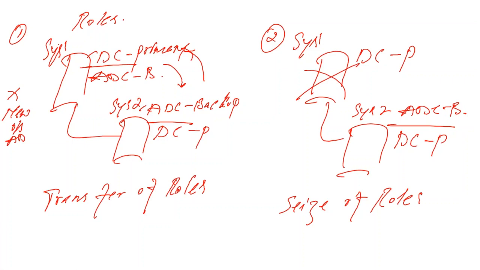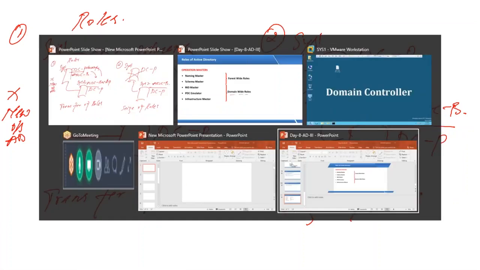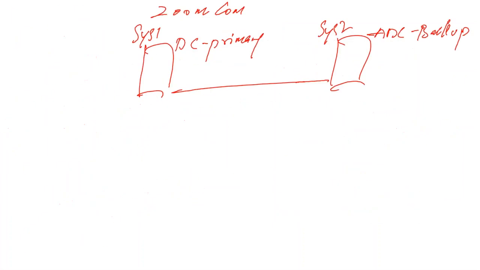So for today's practical in our labs, we require at least two machines. System 1 is our DC, already we know this one, and system 2 is our ADC, and we know how to configure ADC. System 1 domain name is zoom.com, and system 2, the ADC backup server, domain name is zoom.com, right? So in the lab you have two machines. System 1 is your DC and system 2 is ADC. Confirm it. If it is not there, we know how to configure, right?